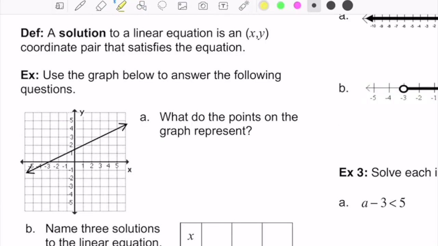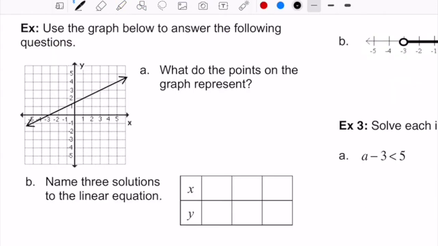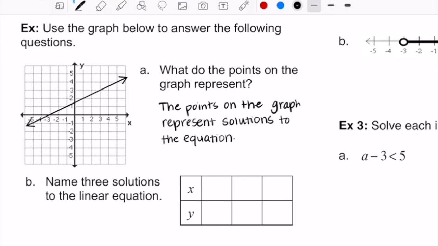All right, a solution to a linear equation is a coordinate that satisfies the equation. So in this first example, what do the points on the graph represent? The points on the graph represent the solutions to the equation. Looking along the line, you can pick out points, and it might help you to darken them like that. You can pick out points that are whole number coordinates on the graph.